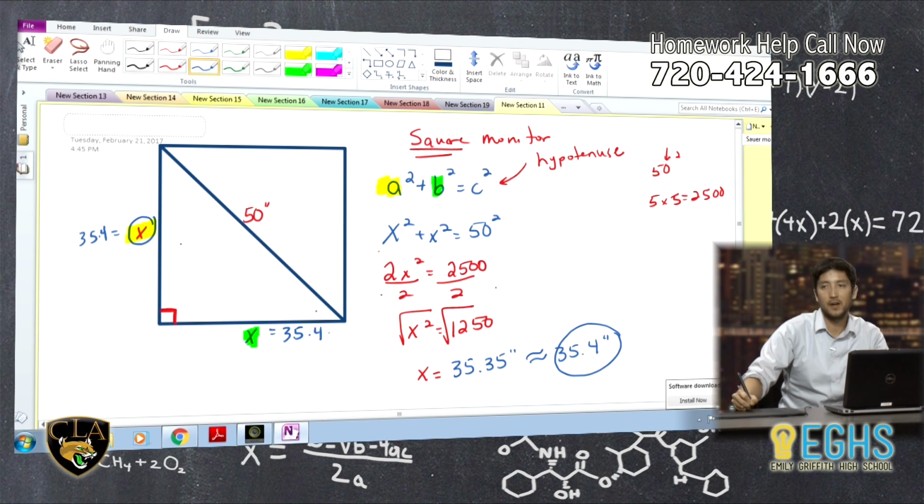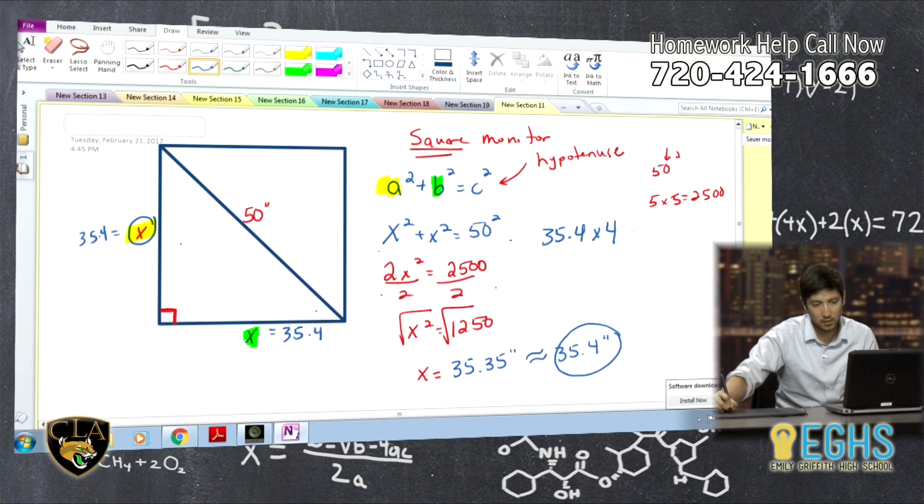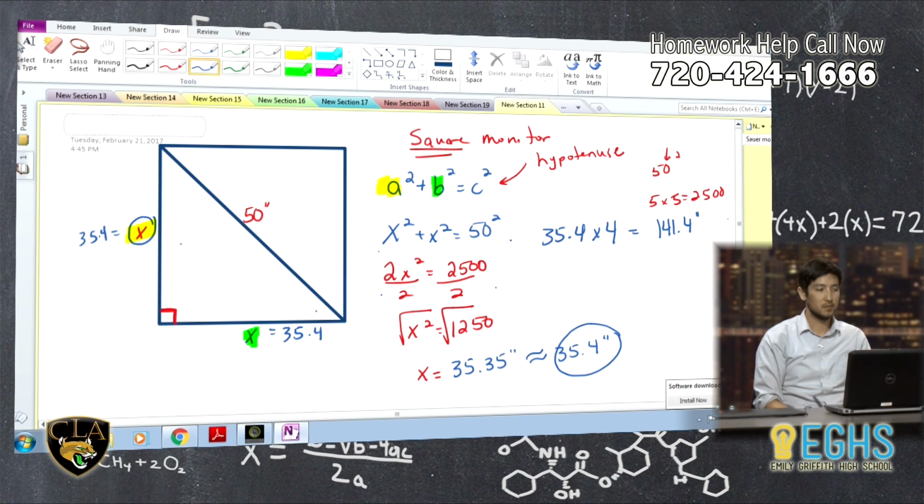We could add 35.4 four times, or we can use what we know about multiplication and do 35.4 times 4, which equals 141.4 inches around. So that's how you would do this.